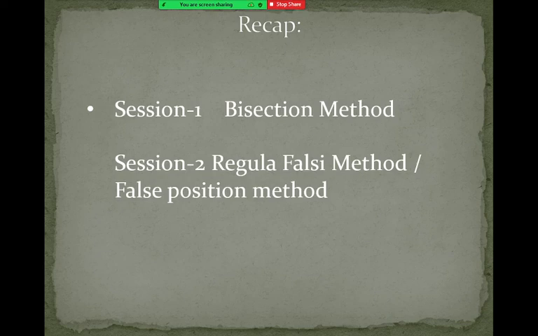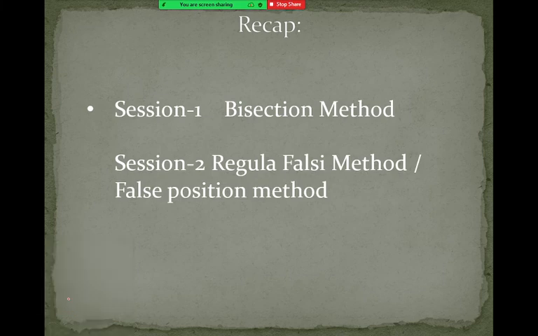So first, in the last two sessions, we completed two methods known as bisection and regula falsi. The purpose of these methods is to get the root of an algebraic and transcendental equation. Our aim is to get the roots of the equation by numerical means, an approximate root. It is not necessary that it is the exact root. We are just finding the approximate root.